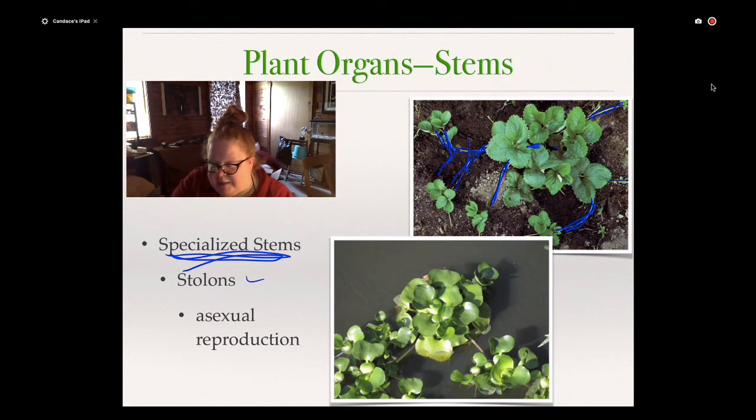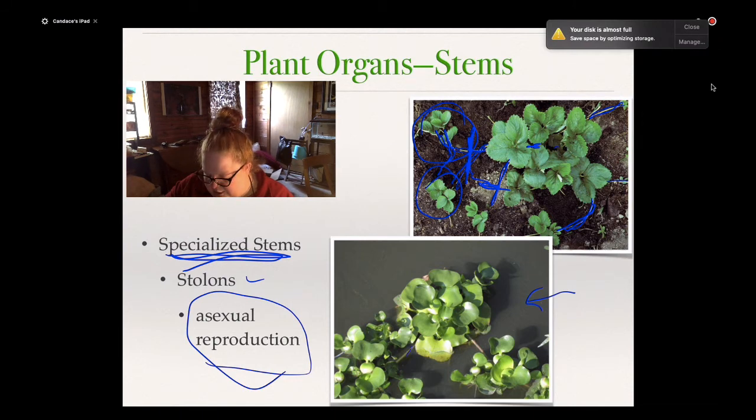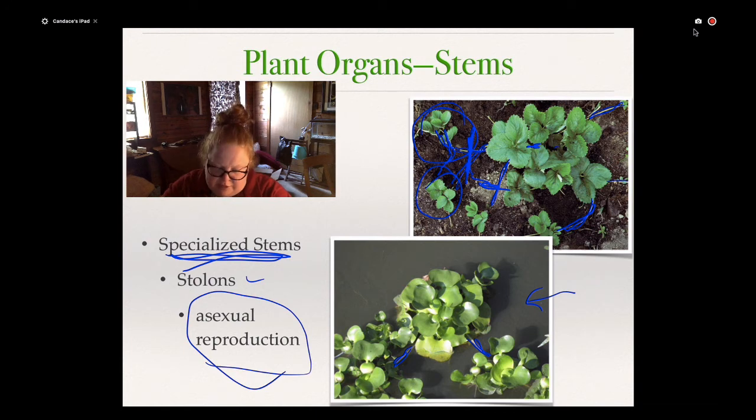And these stolons could be severed, and these separate plants would be able to survive. And so this is a type of asexual reproduction. This is a plant called water hyacinth. You can see it here as well. It does a similar thing. And so what this is doing is allowing the plant to asexually reproduce. So these are genetically identical to the parent plants.